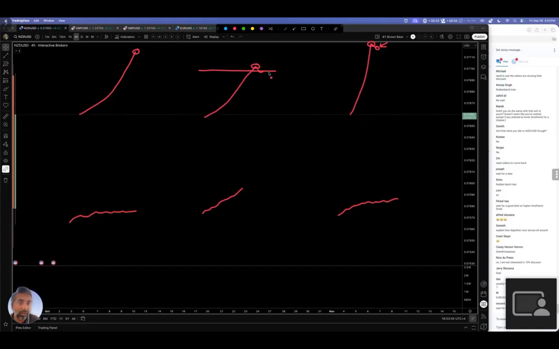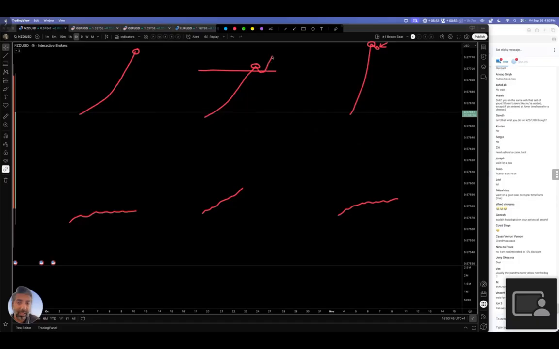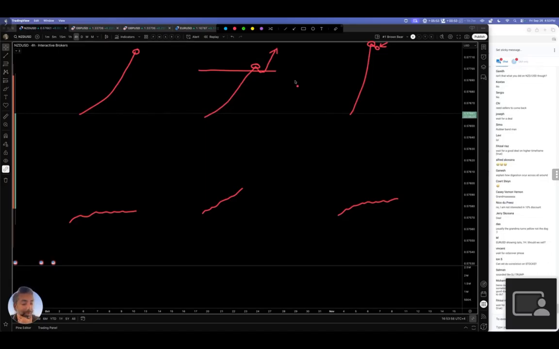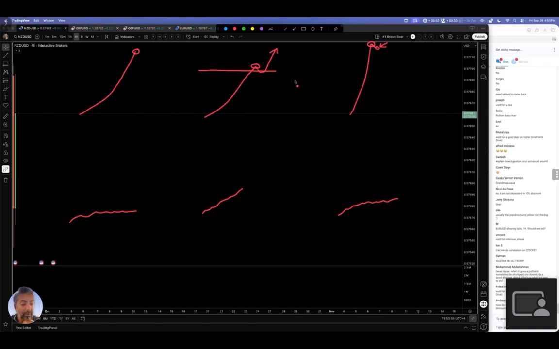Suppose the market does this and you didn't trade it. Suppose the market did that and you didn't trade it. Does that mean you did something wrong, and now you have FOMO and next time you're going to chase that?